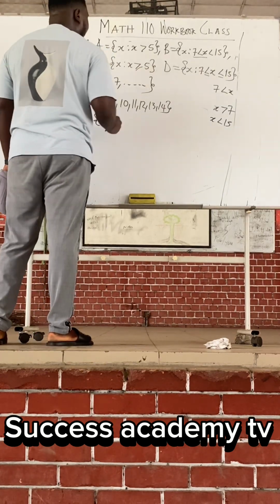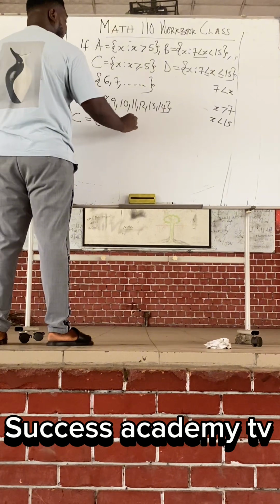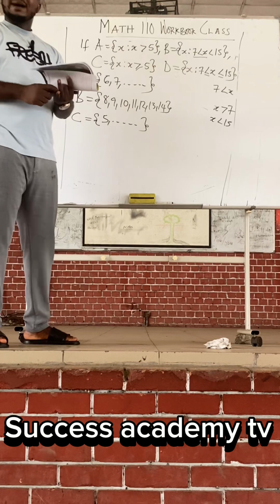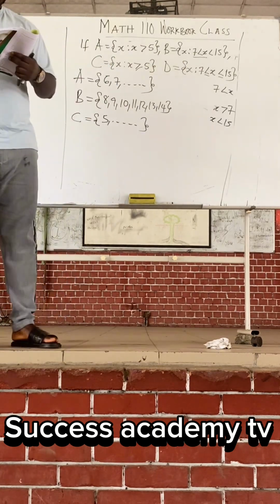Set C: x must be greater than or equal to 5. So starting from 5 to infinity. This is an infinite set too. There is no ending of the set, right? All numbers that are greater than or equal to 5.